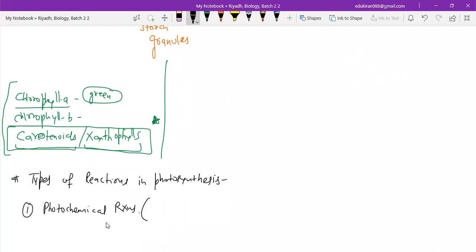Okay, so the first kind of reactions are called photochemical reactions, which in normal terms are known as light reactions. And they are called light reactions because they happen in the presence of light. Is it clear? And what do they do? Write down. Light reactions are responsible for trapping the light energy.